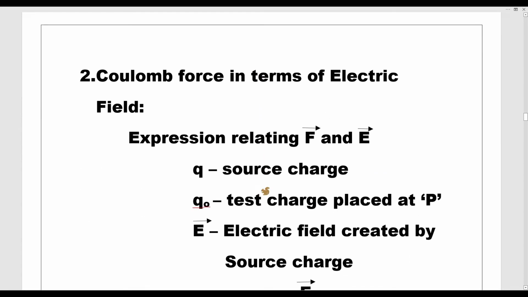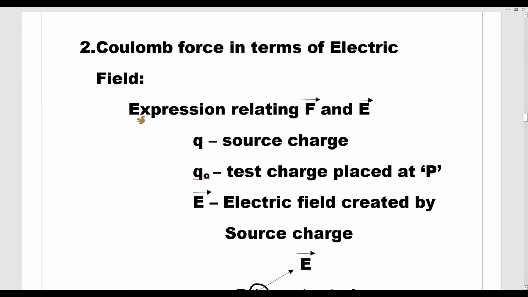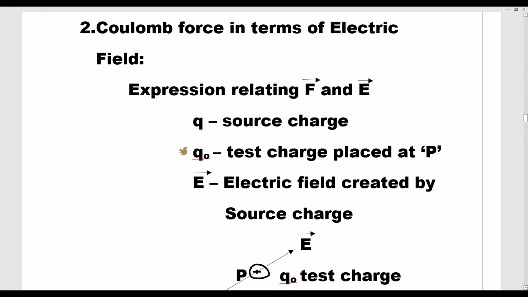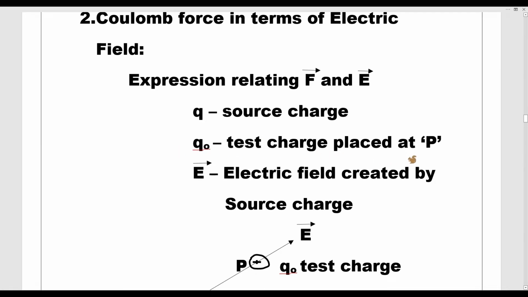The second aspect is Coulomb's force in terms of electric field. Here we find an expression relating Coulomb force F vector and electric field E vector. Let Q be the source charge, Q naught be the test charge placed at the point P, and E vector be the electric field created by the source charge.